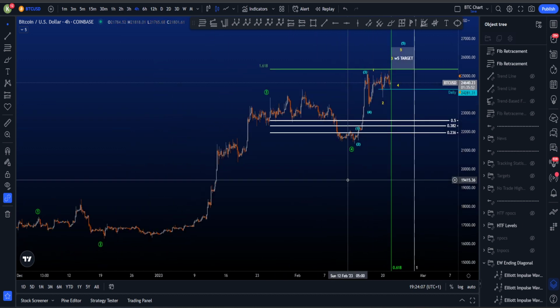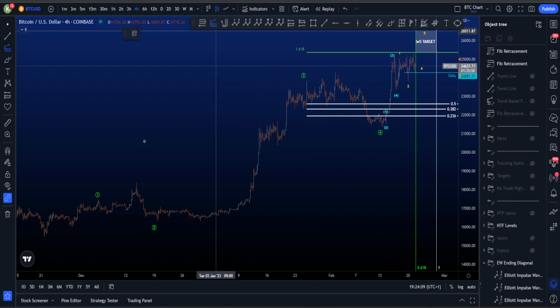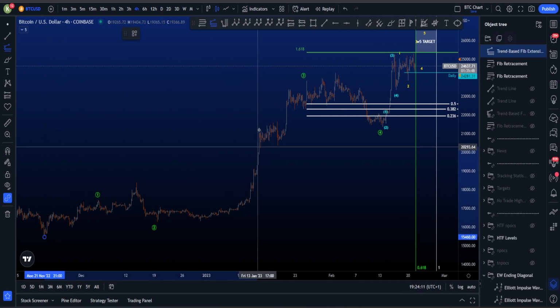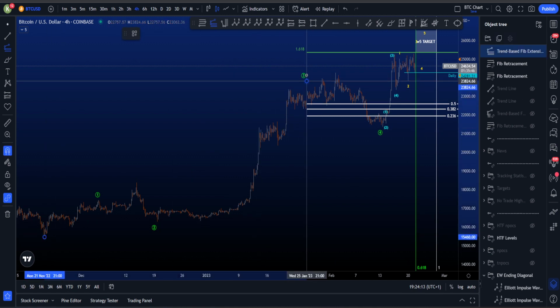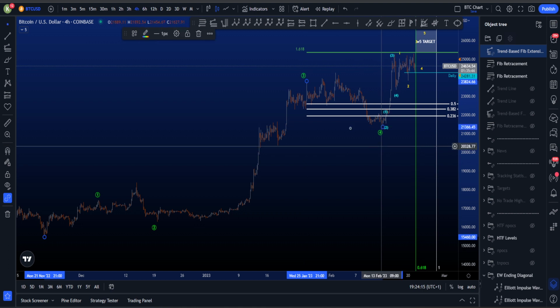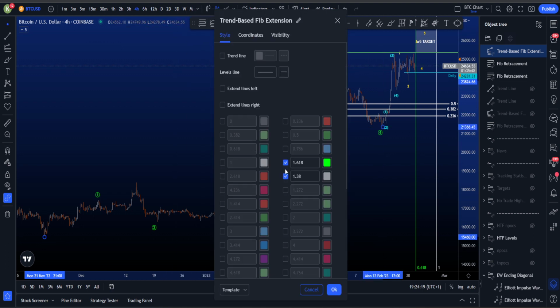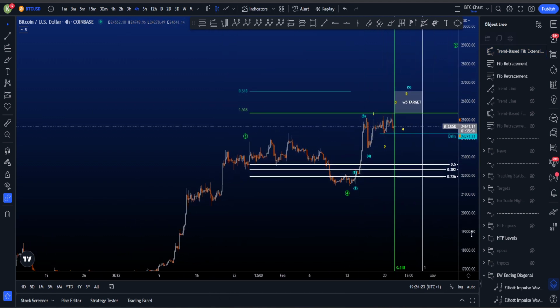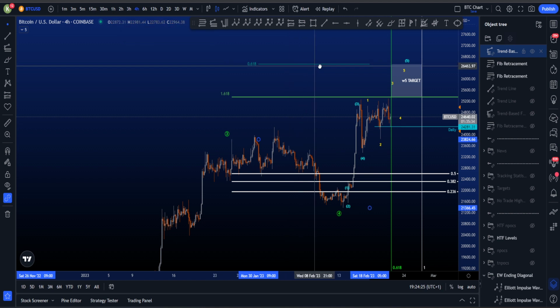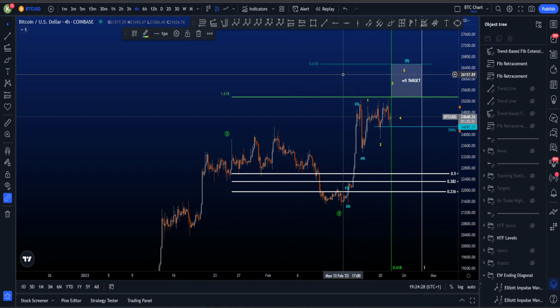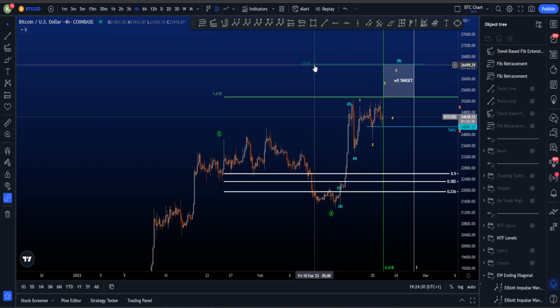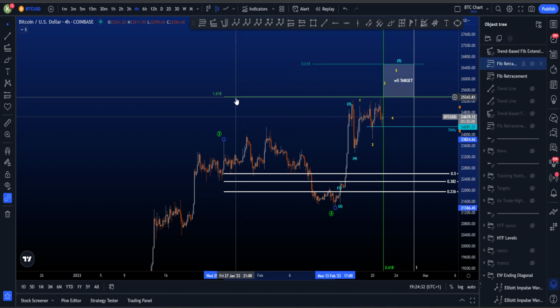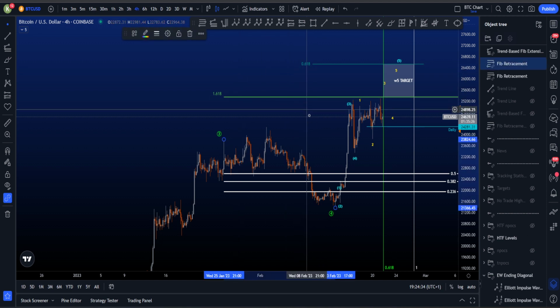Another thing you can do is to go from the low of wave 1 to the high of wave 3 to the low of wave 4 with the trend-based fib extension, and then you put on the 0.618. And the 0.618, as you can see over here, is the top of my box. So that's another way. The 0.618 is another target. The 1.618 is a target as well.